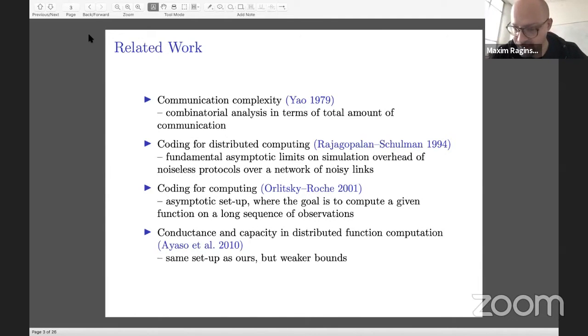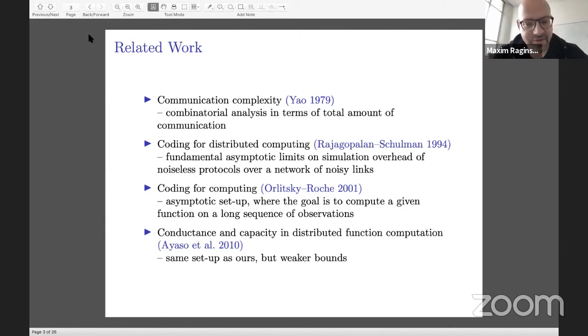Later on, a beautiful paper by Rajagopalan and Schulman in 1994 looked at distributed computing as a coding problem, in the error correction coding sense, and provided fundamental asymptotic limits on distributed computation. So how much overhead you need in order to simulate some noiseless protocol for computing a given function over a network. You start with the existence of a given protocol that works for the noiseless network and is in some sense optimal, and then you mimic these ideas from, let's say, Boolean circuits with unreliable gates in order to introduce enough redundancy to pull it off.